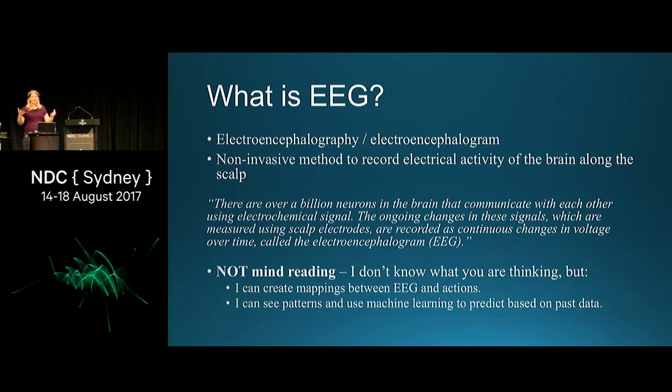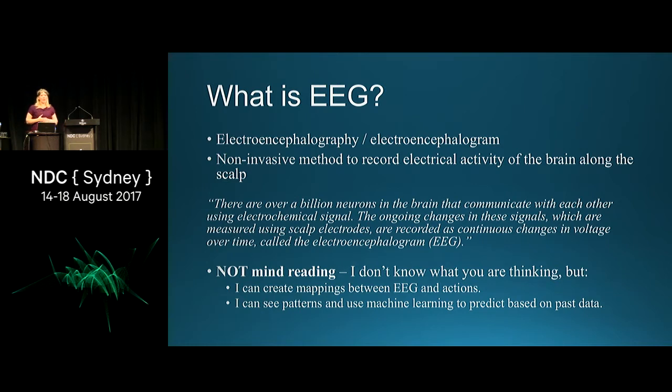I don't think I need to say this to anyone in the room, but just in case, I can't actually do mind reading with this, all right? You put this on someone's head, and you don't know what they're thinking. But what I can do is create mappings between patterns of EEG and actions, either in the physical world, for instance making a drone fly with the power of your thoughts by thinking up, up, up, or in the digital world.